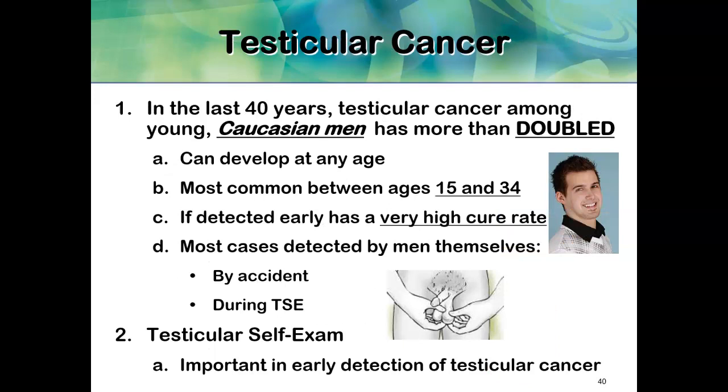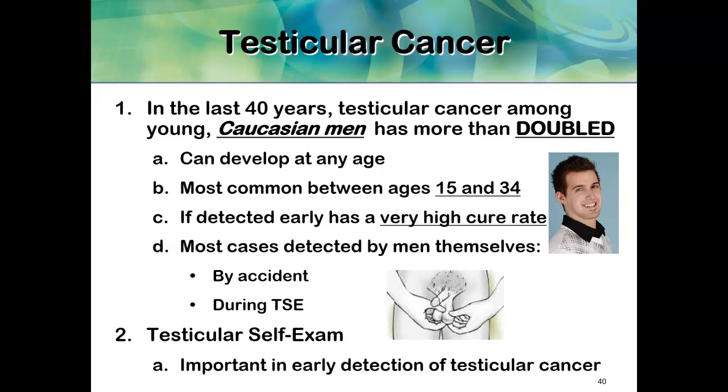All right, let's talk a little bit about testicular cancer now. In the last 40 years, testicular cancer among young Caucasian men has more than doubled. It can develop at any age, but what's interesting is that it most commonly develops between the ages of 15 and 34. So, whereas we saw prostate cancer occurring later in life, after 50, with Black American or African American men, we see testicular cancer affecting Caucasian men who are younger.